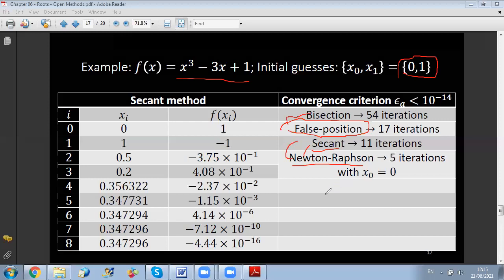So for functions without high slope variation, whose behavior is close to linear, the order in general is better this way: bisection, then false position is better, then secant, then Newton-Raphson.